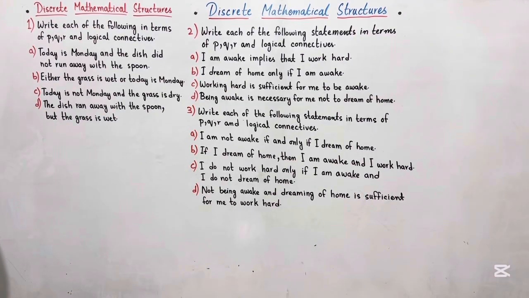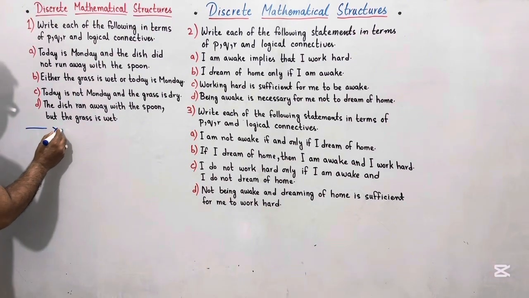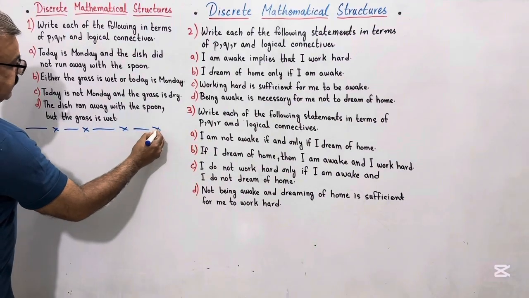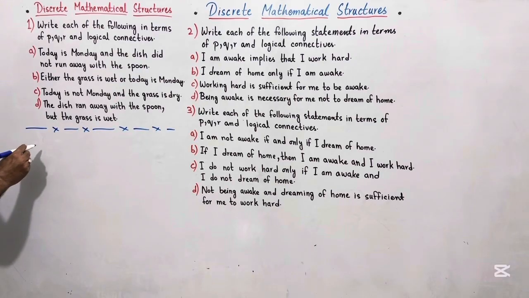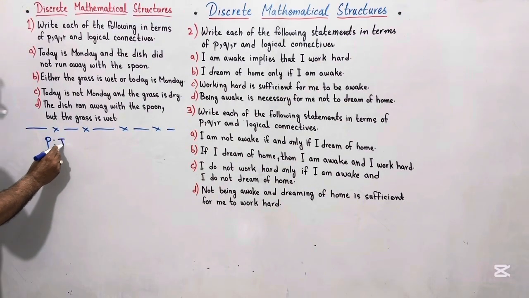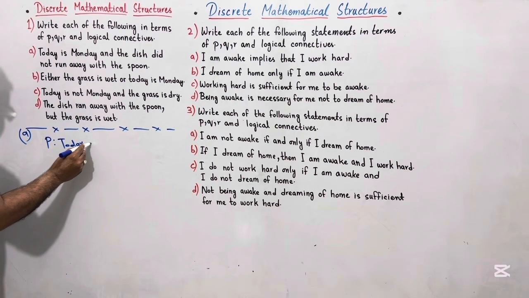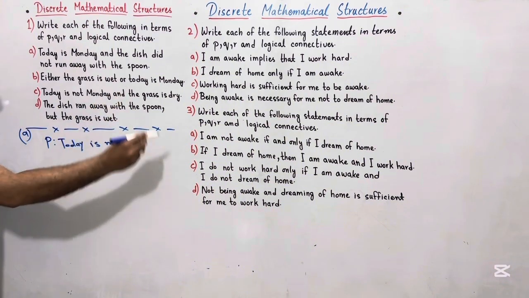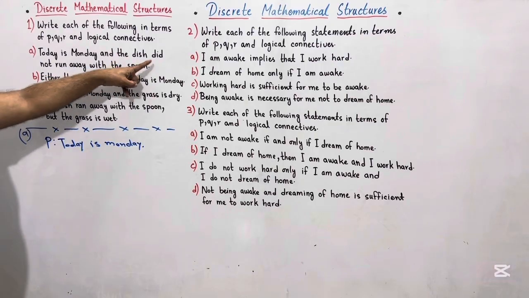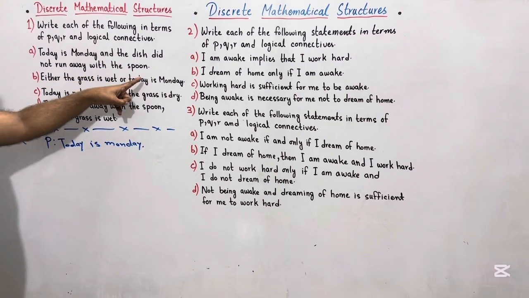Question number 1. Write each of the following in terms of P, Q and R and logical connectives. Part number A reads as: today is Monday and the dish did not run away with the spoon. Suppose our P is today is Monday.